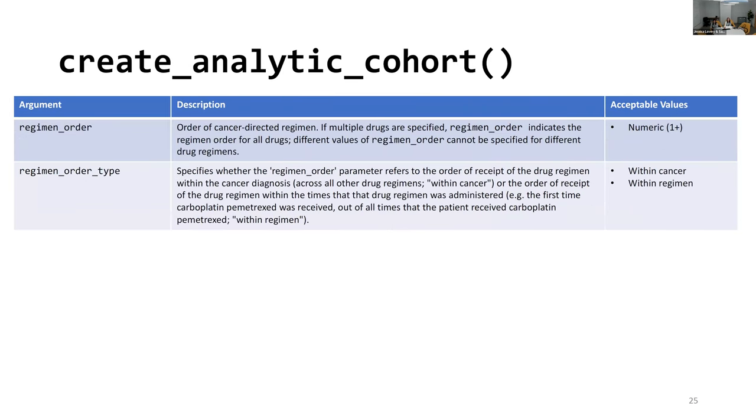The other input parameters with respect to building a cohort based on regimen are regimen order and regimen order type. And regimen order refers to the order of the cancer-directed regimen. So you might want to pick the first regimen that a patient received for their cancer. So you'd say regimen order is one and order type is within cancer. Or maybe you're interested in looking at the second time someone received a specific regimen. So you would say regimen order is two and order type is within regimen.